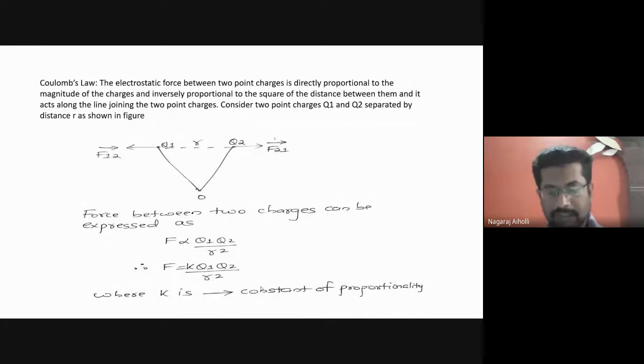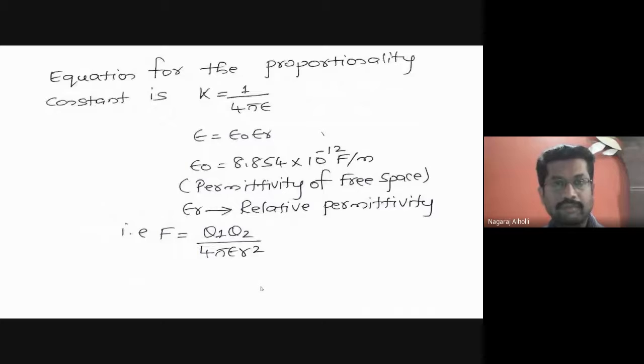Let us write that. The equation for the proportionality constant is k is equal to 1 upon 4 pi epsilon. Further, epsilon is written as epsilon naught into epsilon r. So K is 1 upon 4 pi epsilon, where epsilon is epsilon naught into epsilon r. And what is epsilon naught? It is the permittivity of free space.